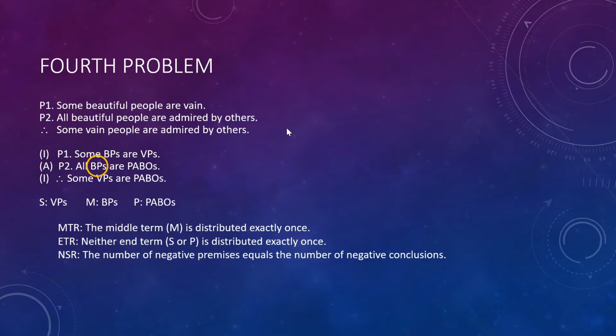The middle term is beautiful people, and as we see, it's distributed in one of the two occurrences. That means it satisfies the middle term rule. The end term rule is pretty easy in this case. Neither end term is distributed at all. Vain people is not distributed at all. People admired by others is not distributed at all. So neither term is distributed exactly once, and we get the green light.